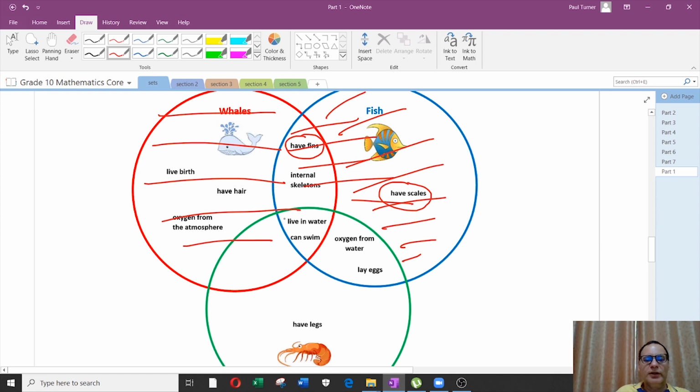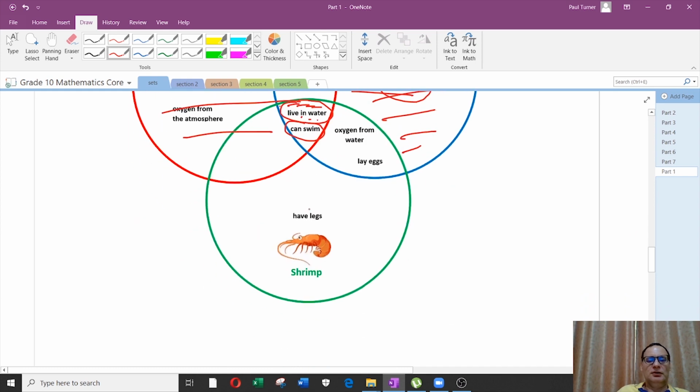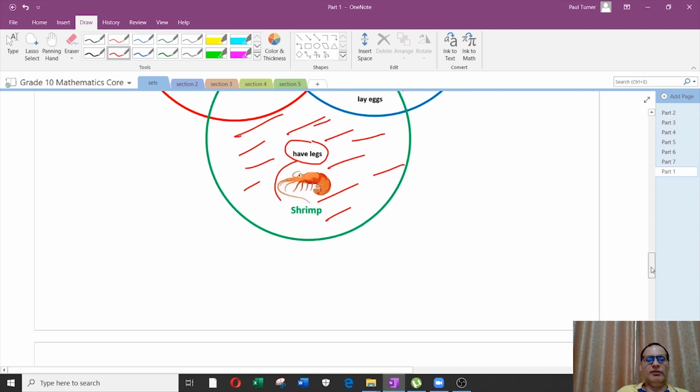Okay, but look at the middle group, live in water. So whales live in water, fish live in water, and also the shrimp live in water. So that's put in the center of the diagram. Can swim? Well, whales can swim, fish can swim, and shrimp can swim. So it goes in the center. If we come down further, have legs, only shrimp have legs. So have legs will go into this group. Whales don't have legs and fish don't have legs, of course. Okay, so that's another kind of Venn diagram.